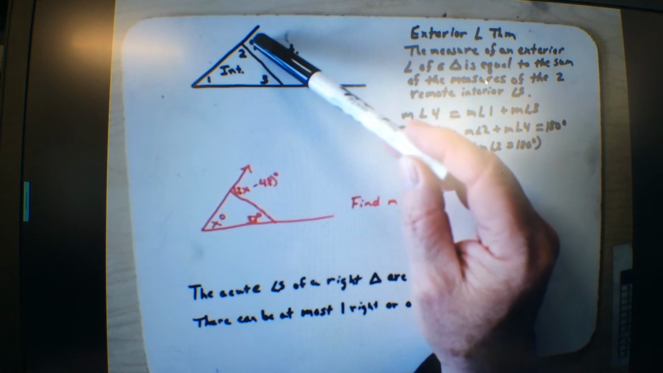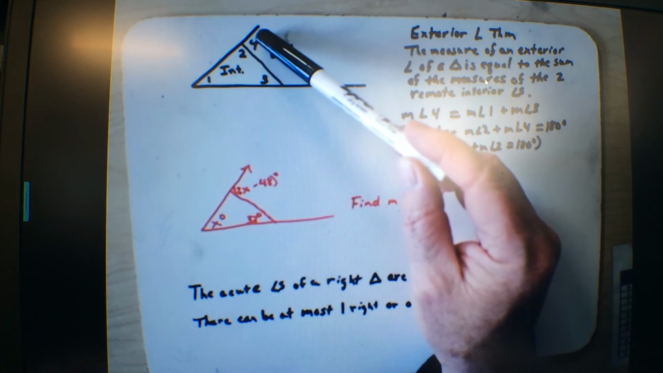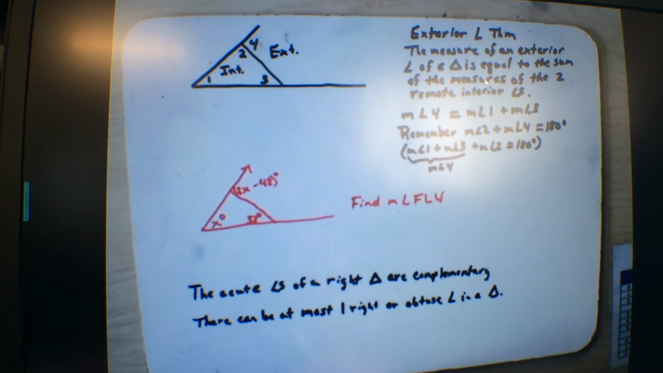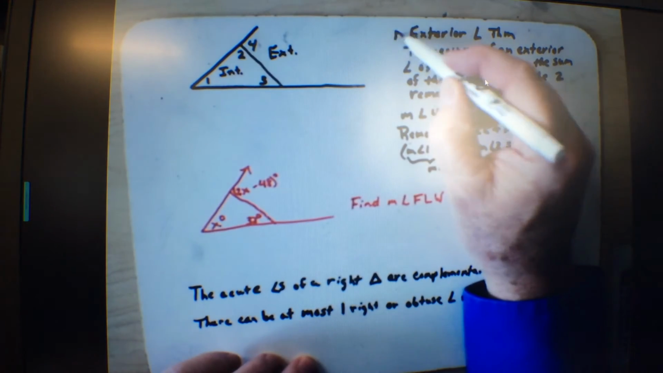Angle 4 is called an exterior angle. That's why I put EXT. It's called an exterior angle. Okay? It is supplementary with which one? 1, 2, or 3? It is supplementary with 2. Thank you very much. And tell me what 1, 2, and 3 add up to? 180. Well, it turns out that we have what we call the exterior angle theorem.